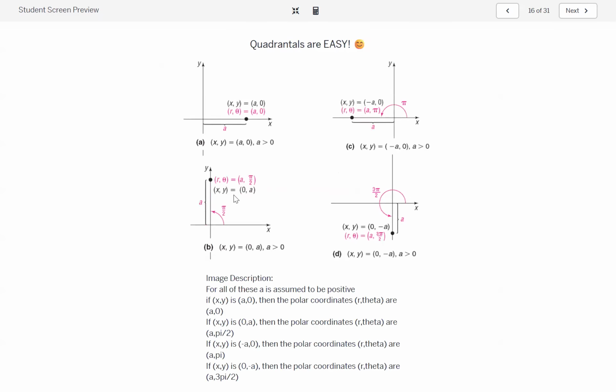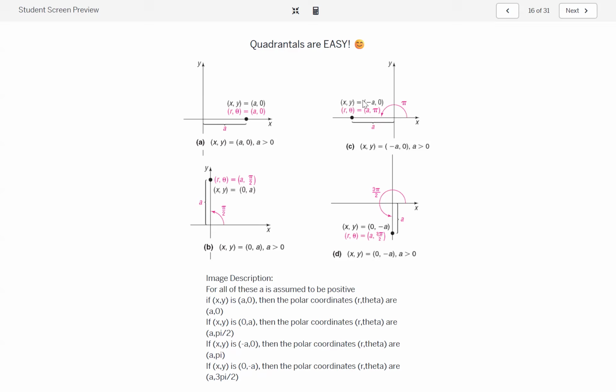So our next slide here summarizes all 4 of the quadrantal angles. Now, I don't recommend memorizing this. I recommend understanding how polar coordinates work and then reasoning through what that location has to be.